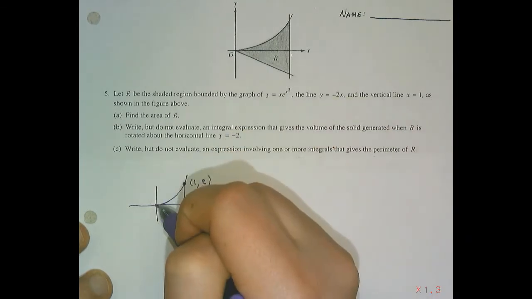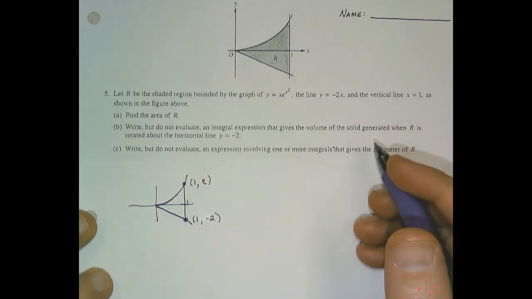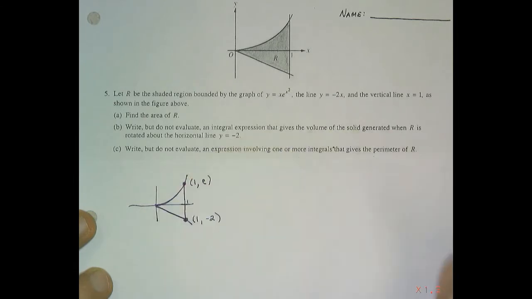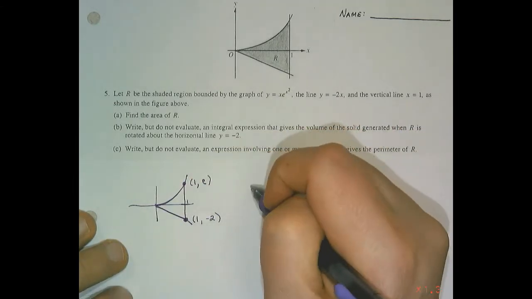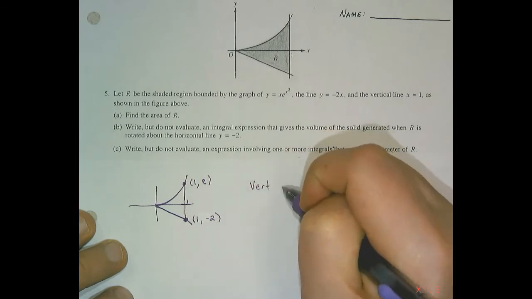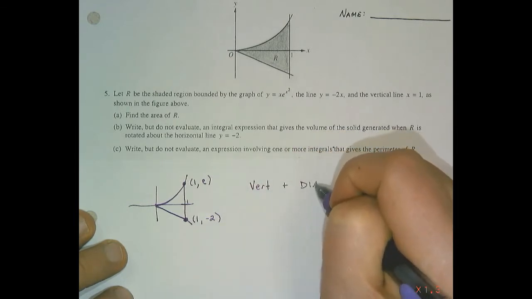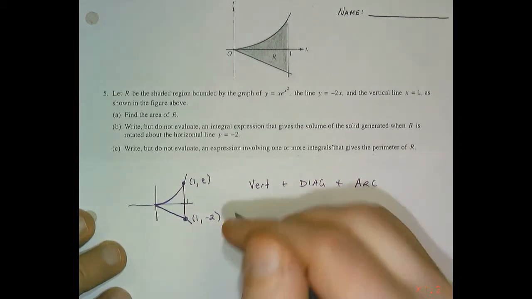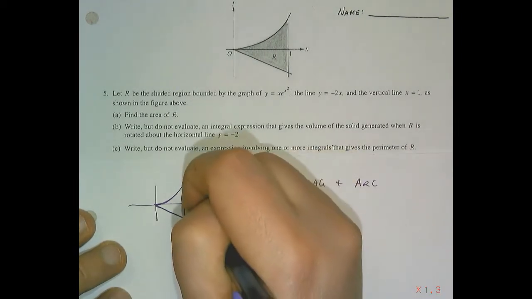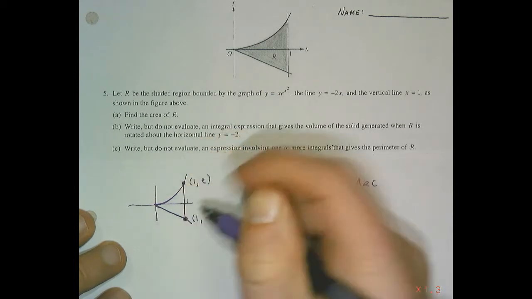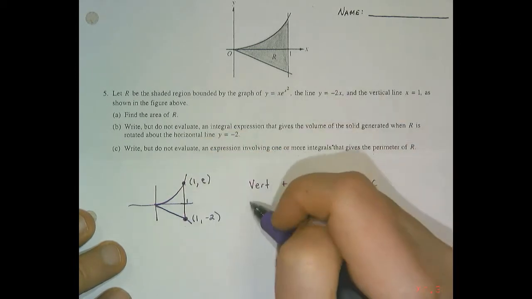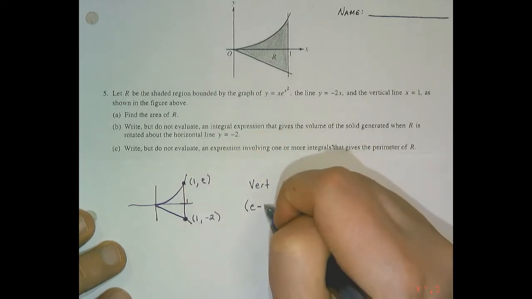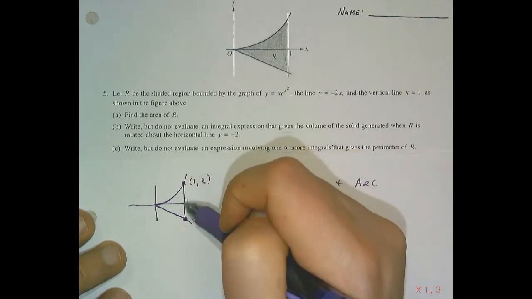And then we have the arc here. So we have 3 pieces: the diagonal line, the vertical line, and then the arc. Let's start with writing it out in general. We have vertical plus diagonal plus arc. Those are our 3 lengths. So the vertical line is the distance from here to here, so we can subtract our y coordinates. Our vertical line is going to be e minus negative 2, and that's the length of this section.